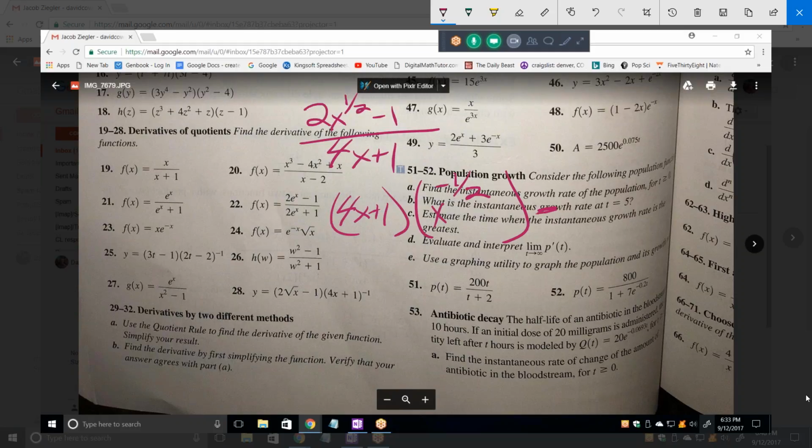Minus x. Not x. Now we're taking the derivative of the bottom. In other words, the reason you start with the bottom is you're not starting with the derivative of the bottom. You're always starting with the bottom, which means after the subtraction sign, you got to take the derivative of the bottom next.